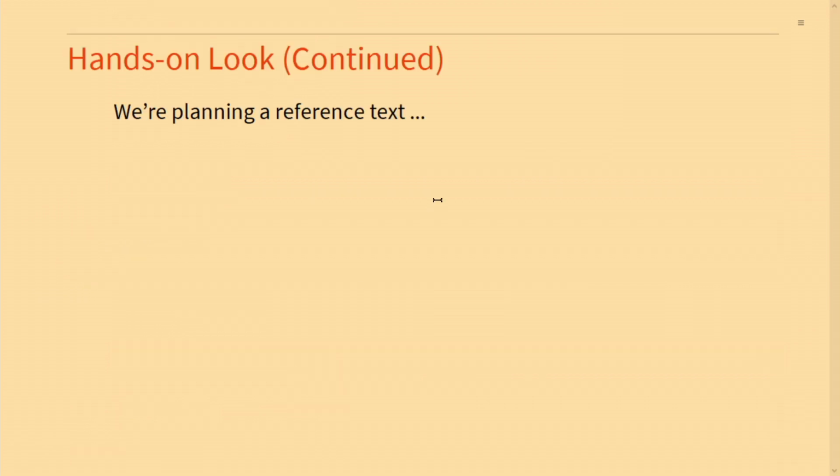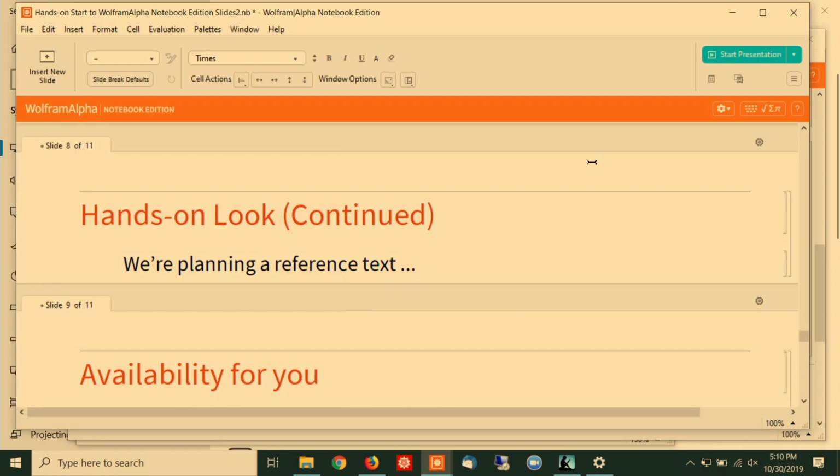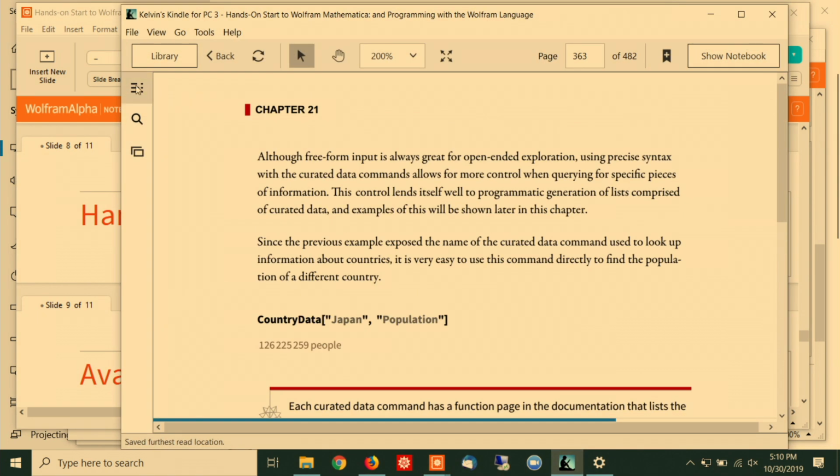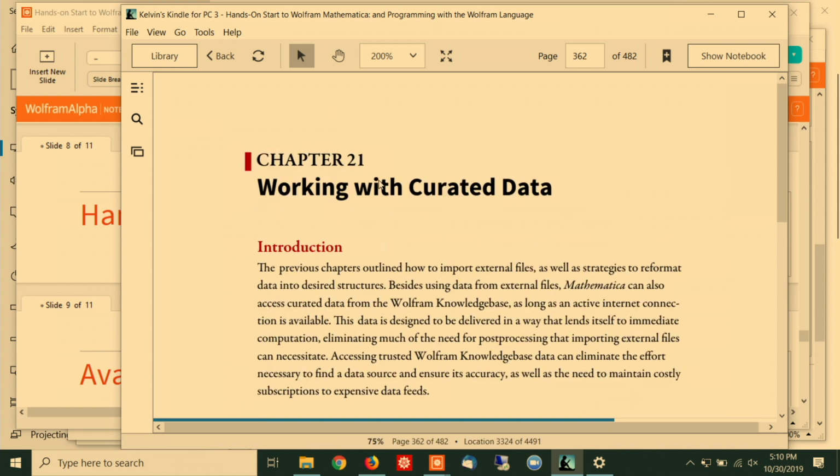In addition to this and supporting this, we are planning a reference text, which I'll show just a little bit of. Myself and Michael Morrison and Cliff Hastings, who is sitting here, you might know that we have a reference text for Wolfram language, where let me go to the first part of this. We have the Hands-on Start to Wolfram Mathematica textbook, where it's a slow build of complexity. It's meant for novice users. It's not specific to any field. It's just a very good general resource.